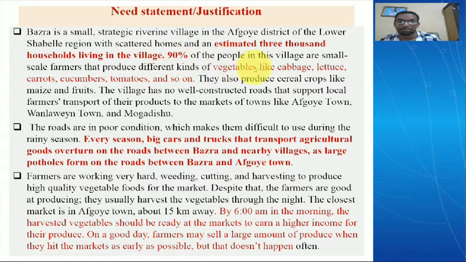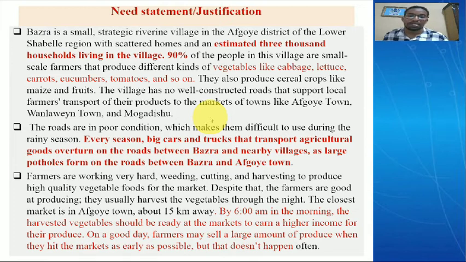90% of people in Basra village are small-scale farmers that produce different kinds of vegetables like cabbages, lettuce, carrots, cucumbers, tomatoes, and so on. They also produce cereal crops like maize and fruits. The village has no, here is the problem. The village has no well-constructed road that supports local farmers' transport of their products to the market of Lower Shavelton, and the village has no cold storage facility that improves the way the small-scale farmers preserve and store their produce.